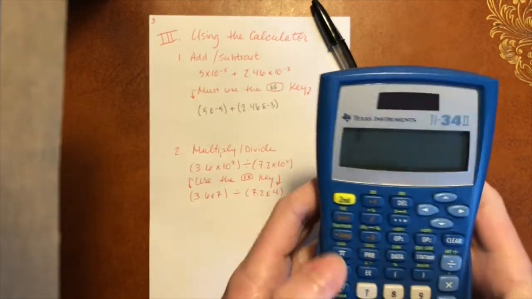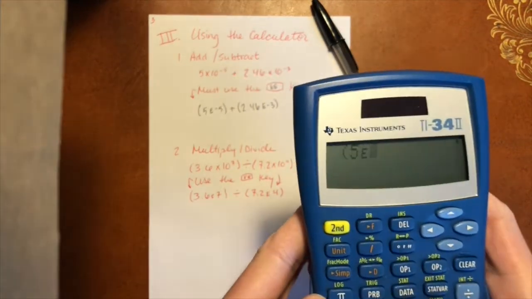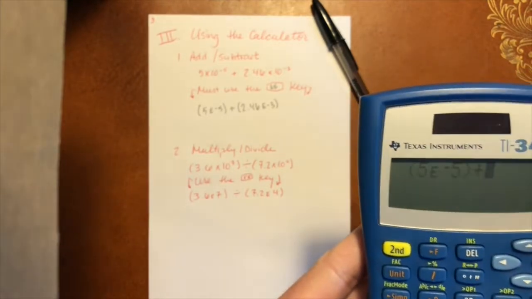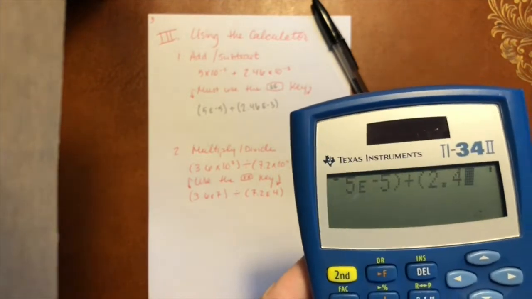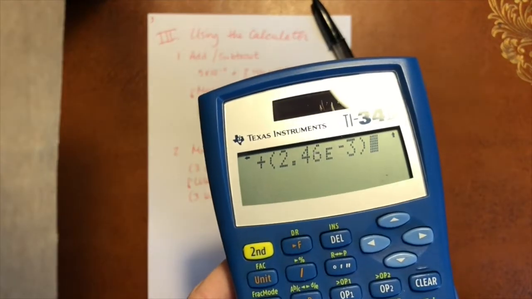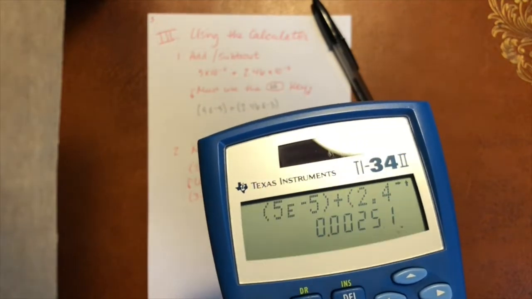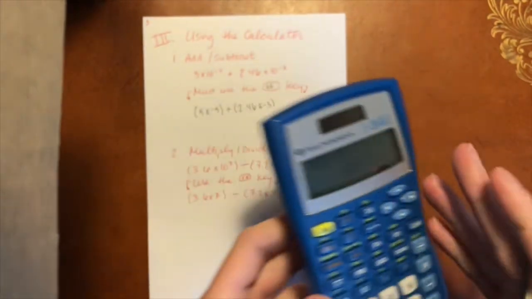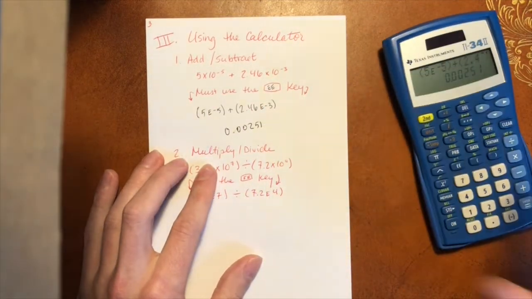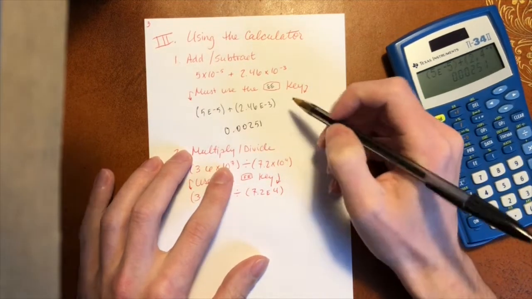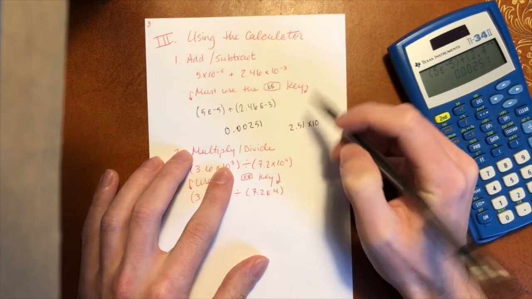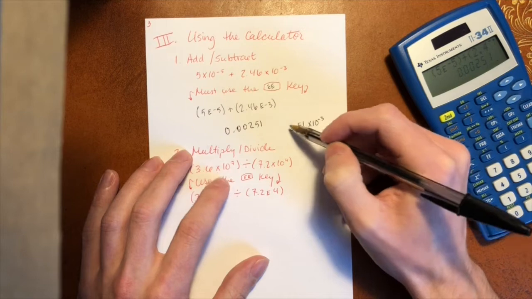I have no idea. So parentheses 5e negative 5, close parentheses. Can you see that? There it is. Then we're going to say plus parentheses 2.46e, what was it? Negative 3. Okay, did I type that incorrectly? Yes, I did. Press enter, and we get that, which is notably not scientific notation. So let's copy that down. So 0.00251. And to put that into scientific notation, we're going to put the decimal point between the 2 and the 5. So that's going to be 2.51 times 10 to the, what would that be? 1, 2, 3. 10 to the negative third power.